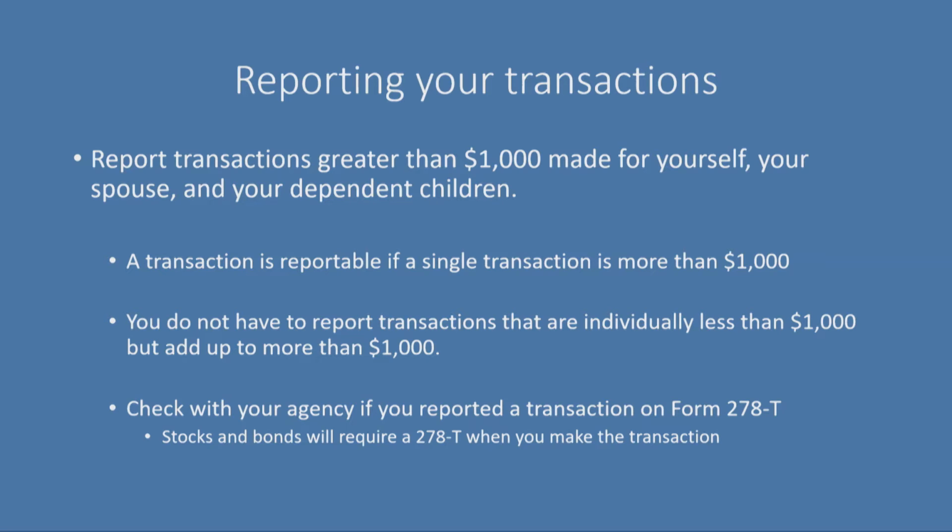Reporting transactions. Okay, so we've talked about how we treat investments, our bank balance, and our insurance. How do we report our transactions here? Okay, so the general rule is we report transactions greater than $1,000 that you made for yourself, your spouse, or your dependent child.